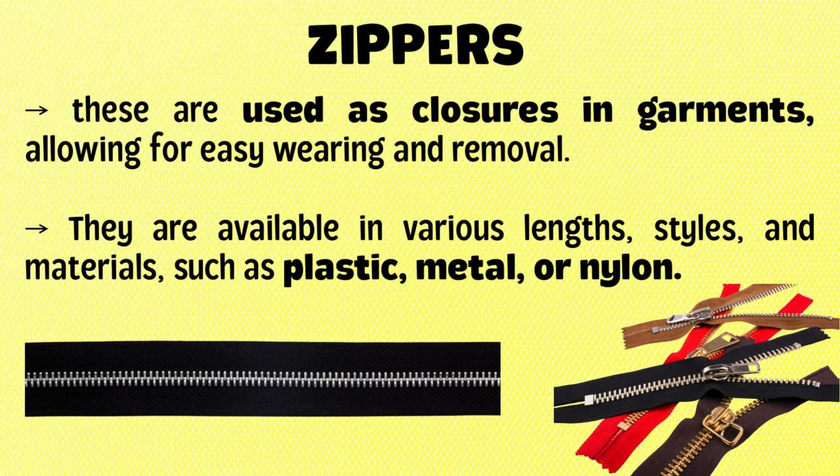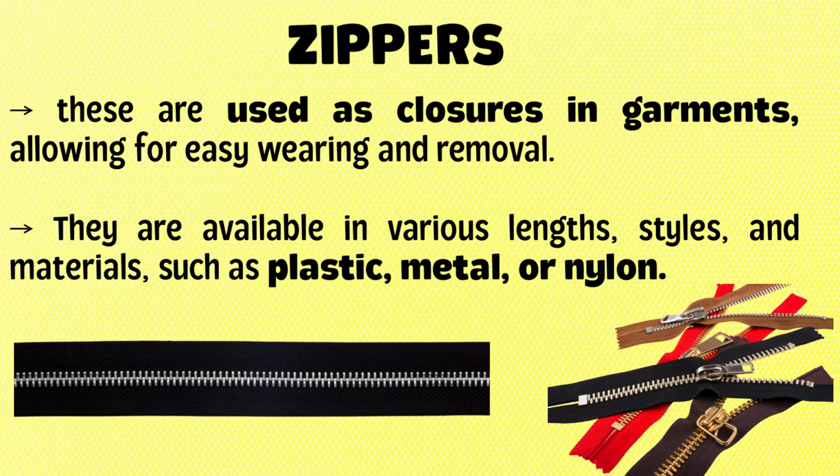3. Zippers. These are used as closures in garments, allowing for easy wearing and removal. They are available in various lengths, styles, and materials, such as plastic, metal, or nylon. Helps open and close clothing easily. It allows you to wear and remove garments faster without pulling or stretching the fabric. Zippers also help make clothes fit properly and look neat when secured.